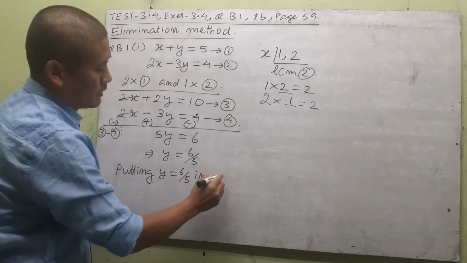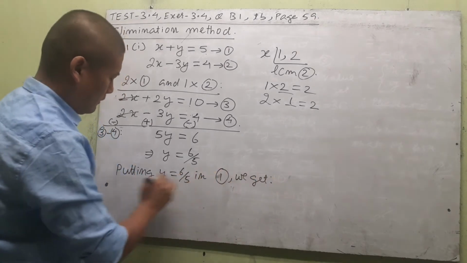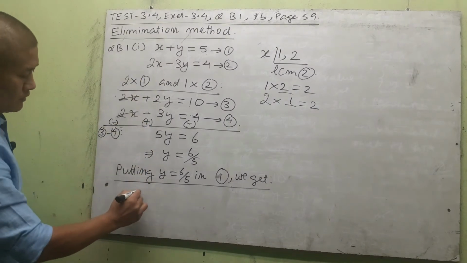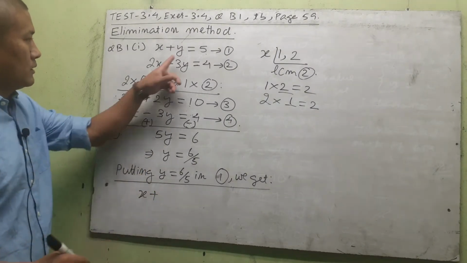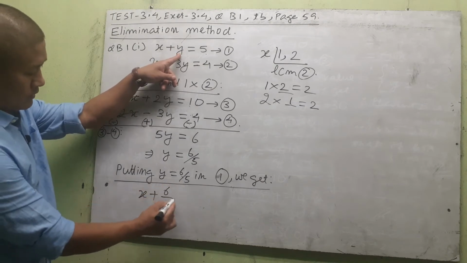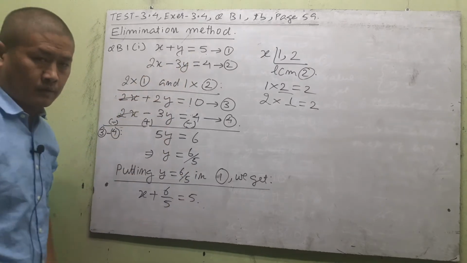So let us put in 1. Even if we put in 2, we'll get the same answer anyway. But we're choosing which seems to be slightly easier. So x plus, and this y, now we got here. So in place of this y, we put 6 by 5 is equal to 5.